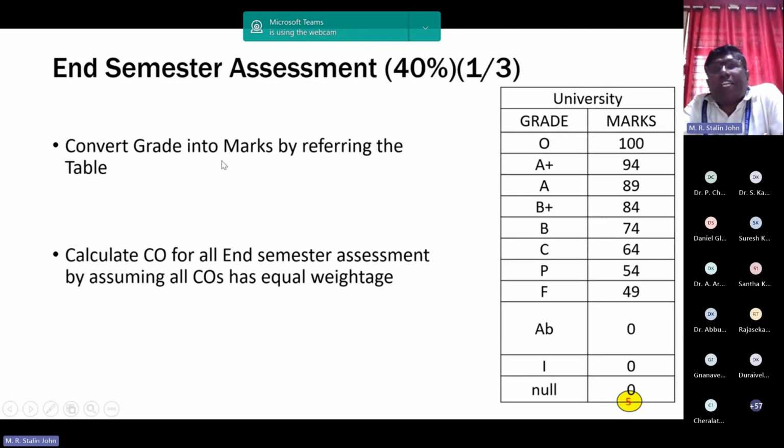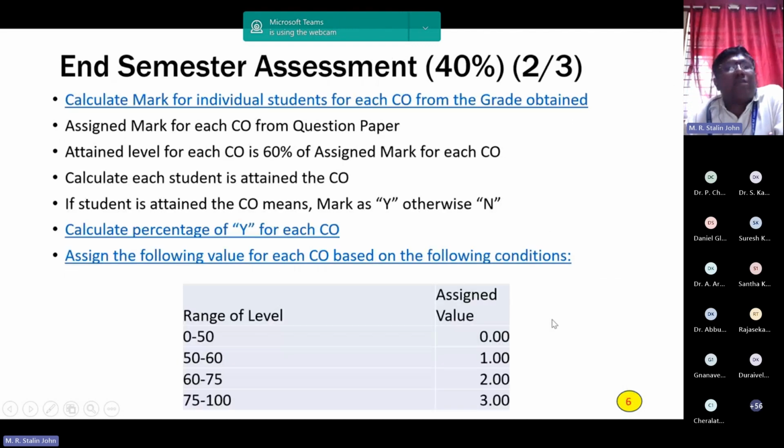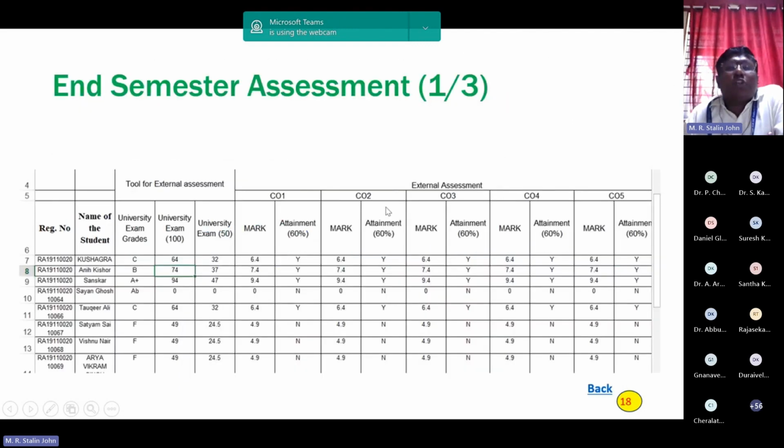For end semester examinations, we only receive the final grade. We are not aware of the mark scored by a student. So the grade is converted into an equivalent mark, and with the equivalent mark we calculate based on an assumption. We don't know which question the student has answered. We know only the final grade. So we are making one assumption.